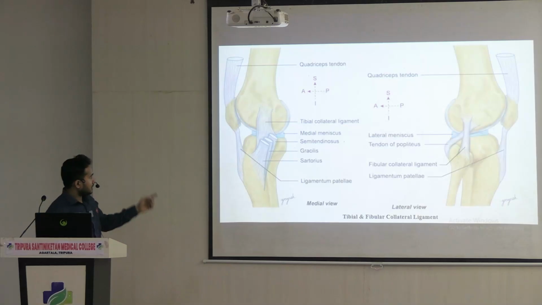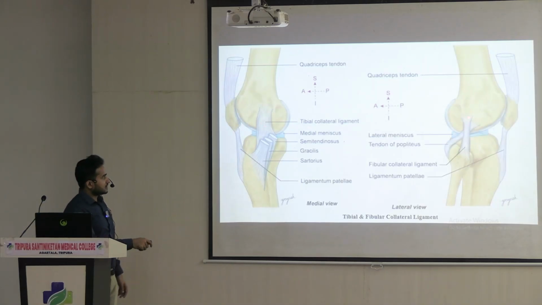So this is the medial collateral ligament. Next you can see the lateral collateral ligament. See, this is the lateral collateral ligament.